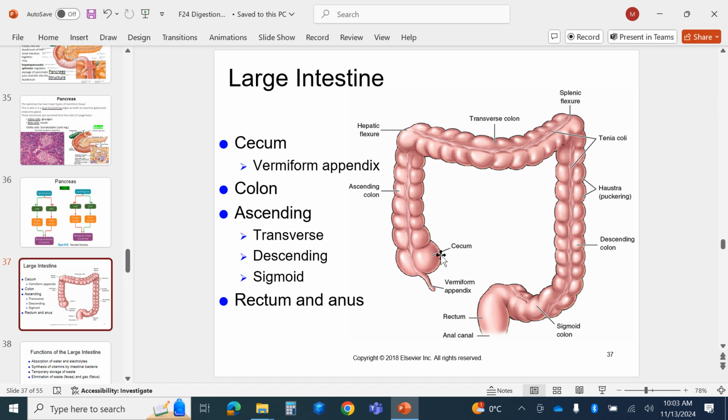So there's a couple different parts here. You have the cecum, and the ascending colon, which goes up. The transverse colon then goes across, and then you have the descending colon, which goes down, and then we're into the rectum and then the anus itself.